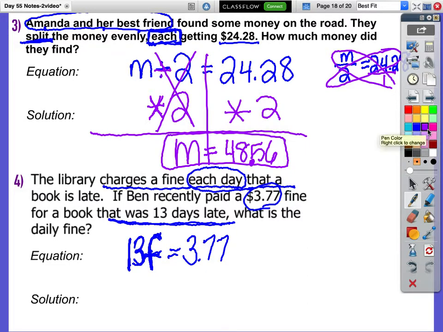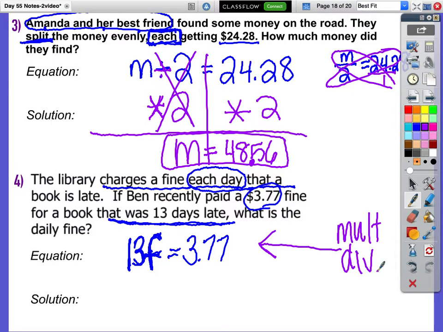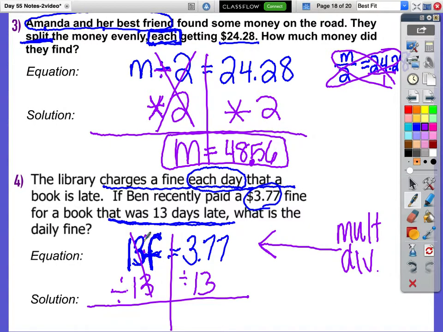All right, so then you say, I got this, I've been doing this. I know this is a multiplication problem, so I do division. I'm going to divide by 13 on both sides. Your 13s are crossing out because they are inverses of each other. Remember, this was 13 times F, so we had to do division. But don't forget, only the 13s crossed out. Your F is still there. Your equal sign is still there. And when you divide 3.77 by 13, you get 0.29.